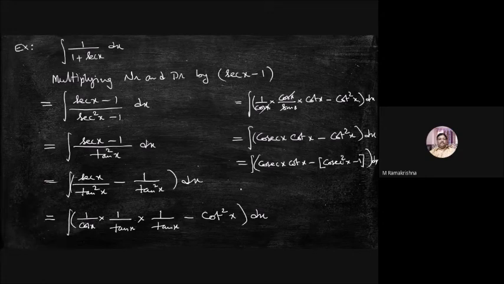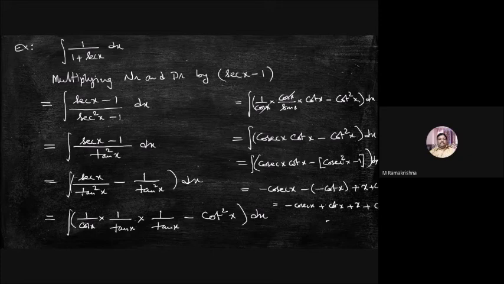So integration of cosecant x cot x is minus cosecant x, minus integration of cosecant square x is minus cot x. Integration of 1 is x, minus of minus is plus x plus c. So if you write in a proper order, it is minus cosecant x plus cot x plus x plus c. Hope you have understood this, right?